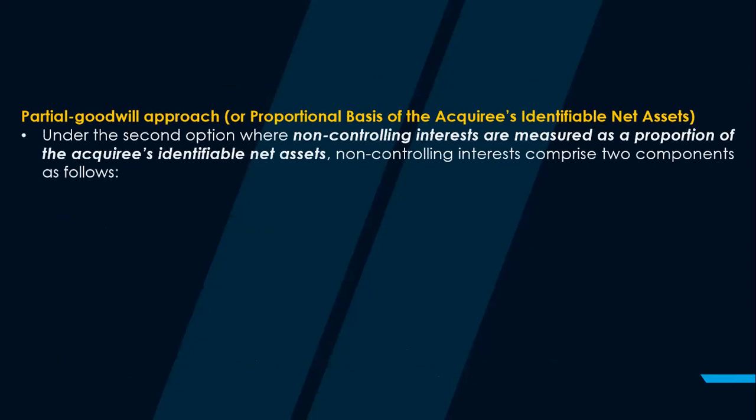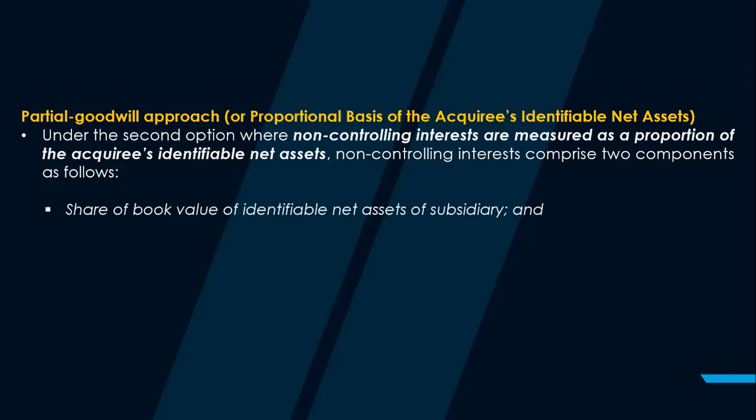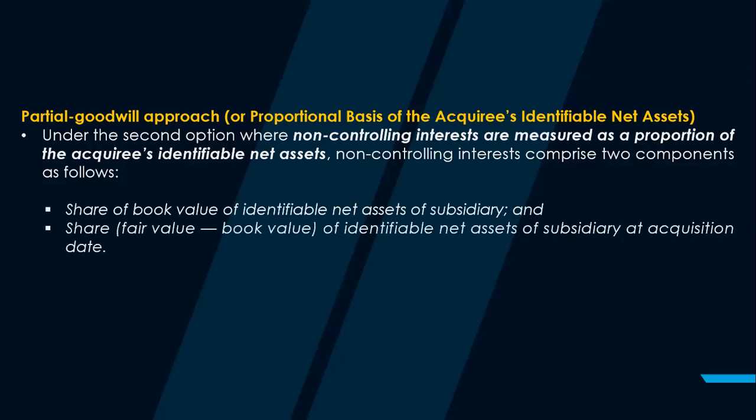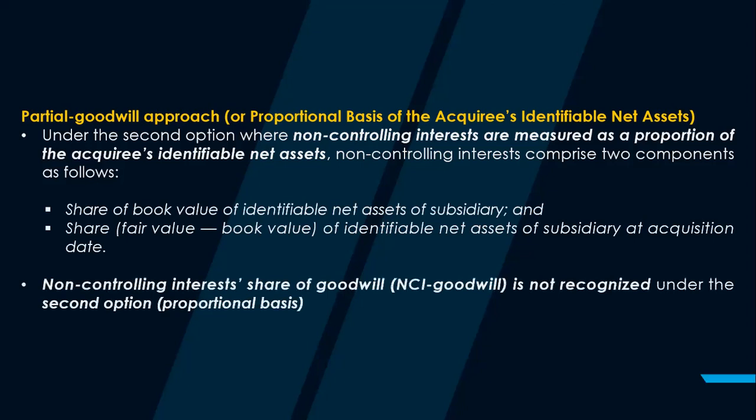Partial goodwill approach or proportional basis of the acquiree's identifiable net assets. Under this second option, non-controlling interests are measured as a proportion of the acquiree's identifiable net assets. Non-controlling interests comprise two components as follows: share of book value of identifiable net assets of the subsidiary, and share of the fair value excess over book value of identifiable net assets of the subsidiary at acquisition date.